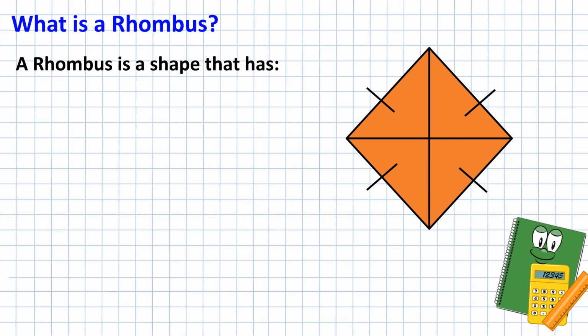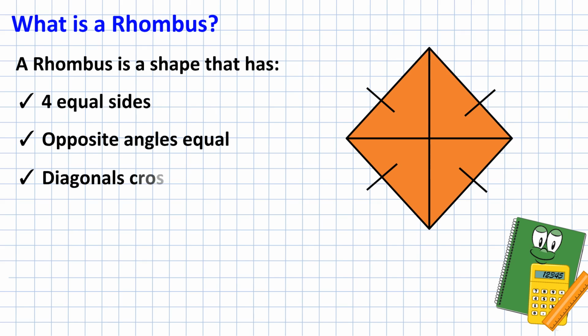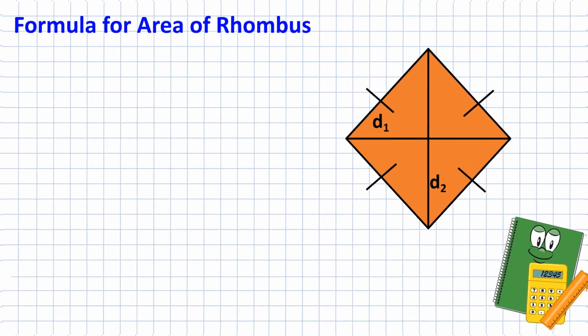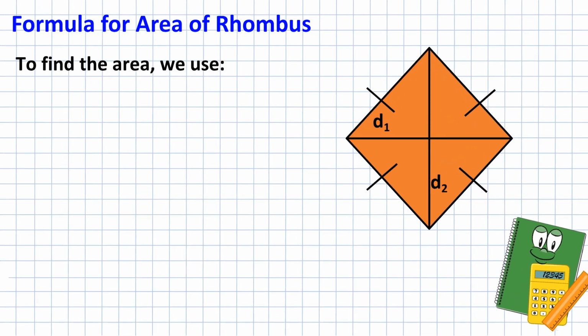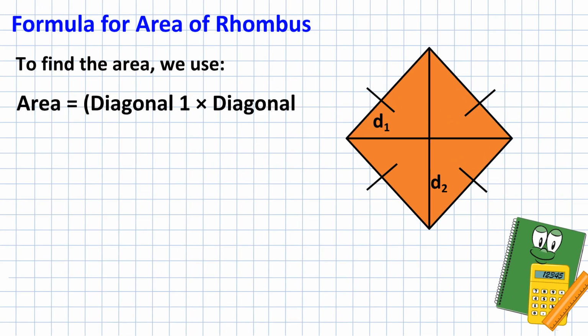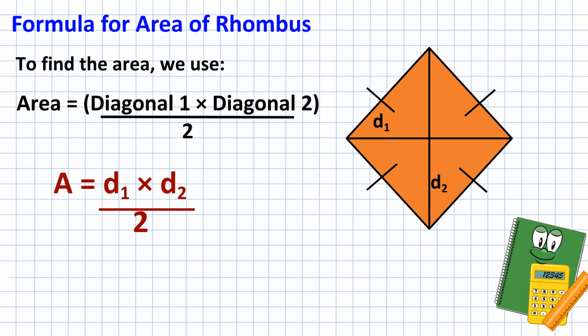A rhombus is a geometric shape with 4 equal sides, opposite angles that are equal, and diagonals that cross inside the shape. To find the area of a rhombus, we use the formula area equals diagonal 1 multiplied by diagonal 2, all divided by 2. We can write this as A equals D1 times D2 over 2.